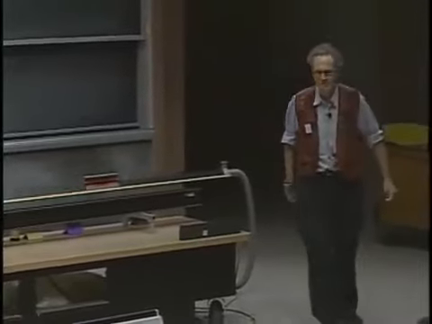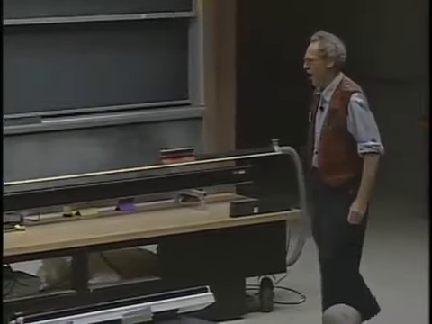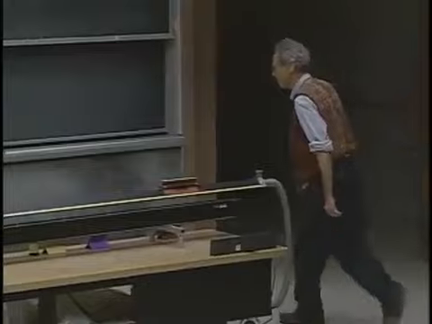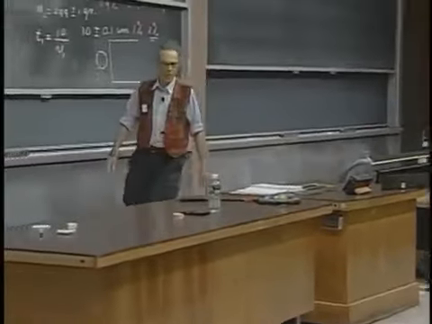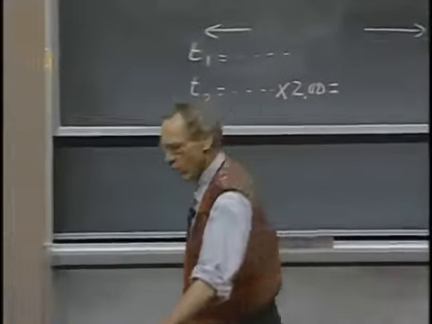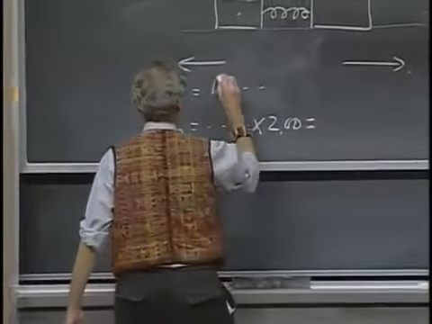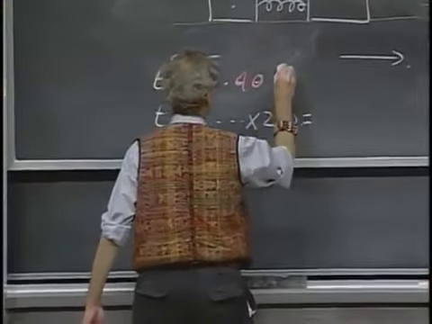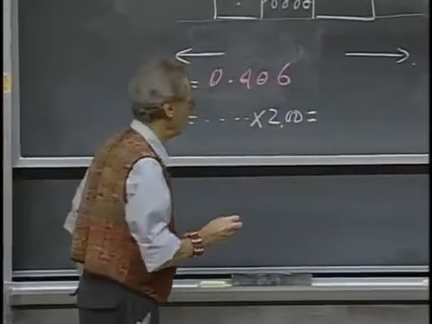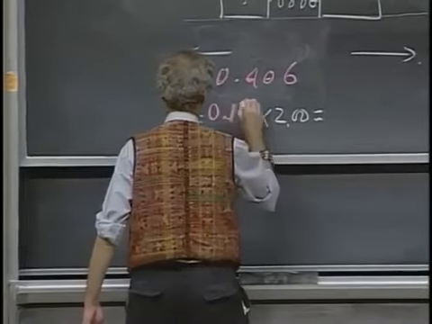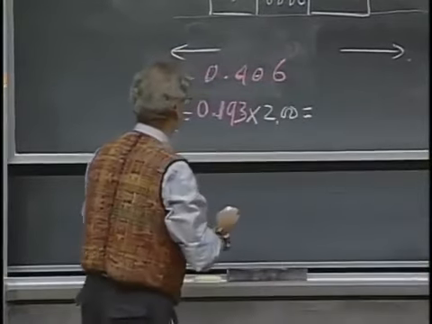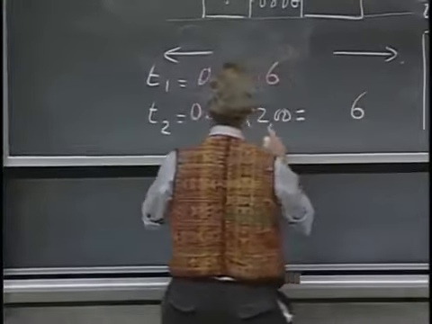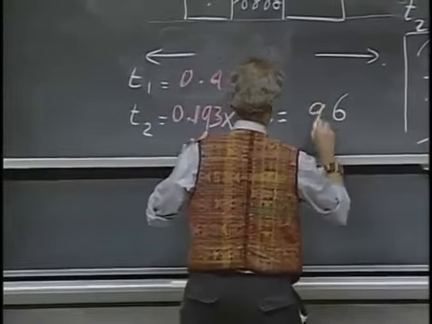What do you see? 406, 193. Whew! On the button! 406 and 193. 0.406, is that what you see? Yeah? And 0.193. Now I don't even need my calculator to multiply this by 2. I can even do that by heart. 9, 3.